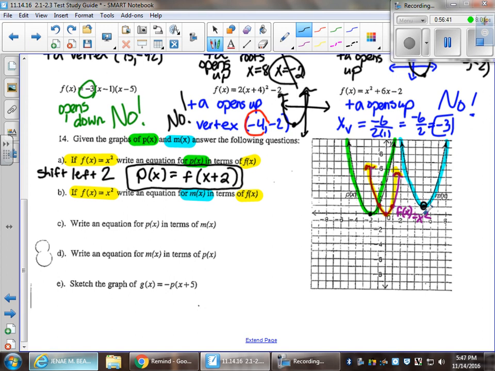1, 2, 3, 4, 5. So let's write that down. Shift right 5. But that's not it though. Not just a shift right 5, also up 1. So m of x equals, no flipping happened, it's not opening down, f of x minus 5, that's a shift right 5, close it, plus 1. I had a vertical shift of a positive 1, and we're done.